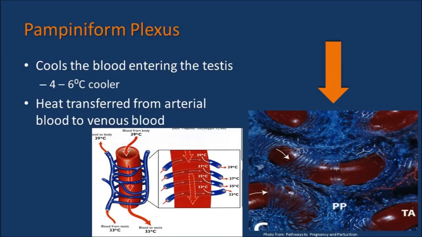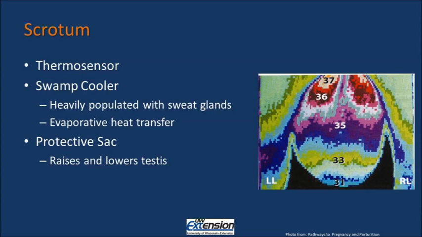The picture shown here shows the interconnectedness of the arteries and the veins within the testis. There are many veins that circulate around the arteries that help dissipate that heat and allow the cooling effect that we see. The scrotum is a thermosensor and is responsible for sensing the temperatures that are affecting the testis.